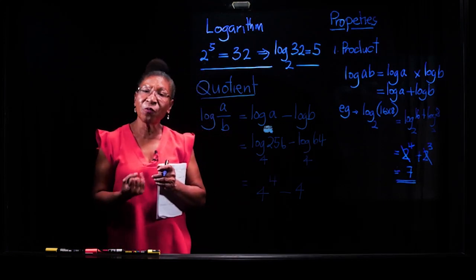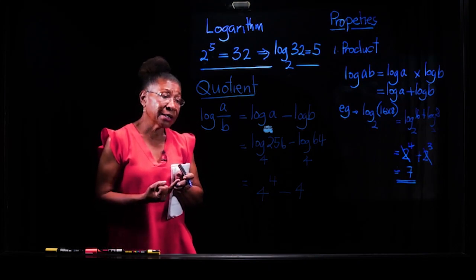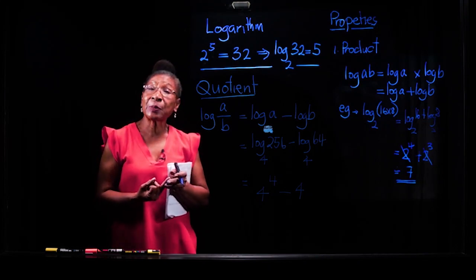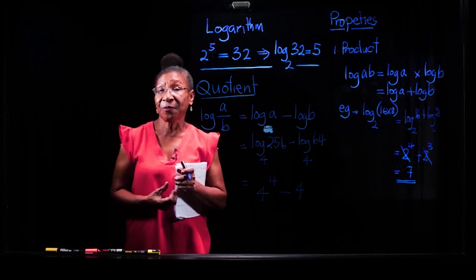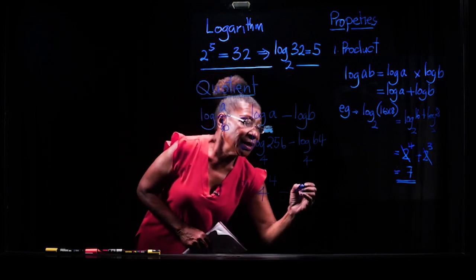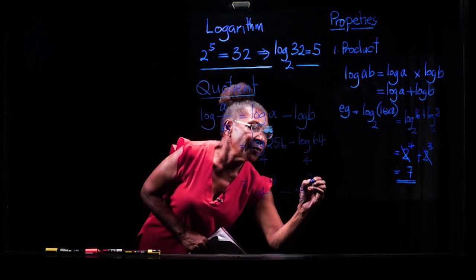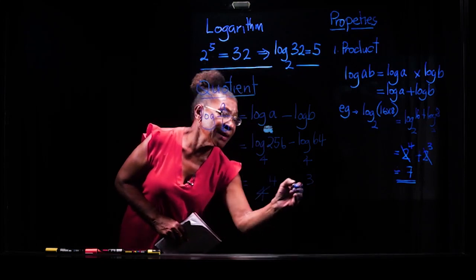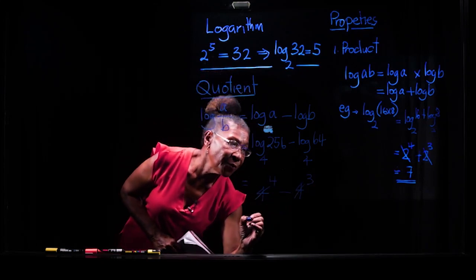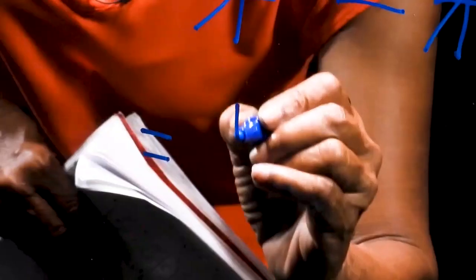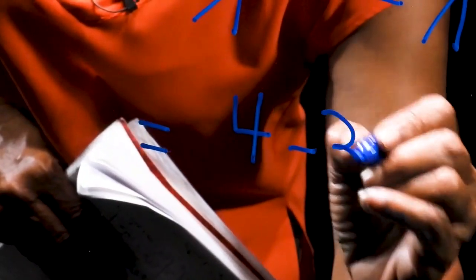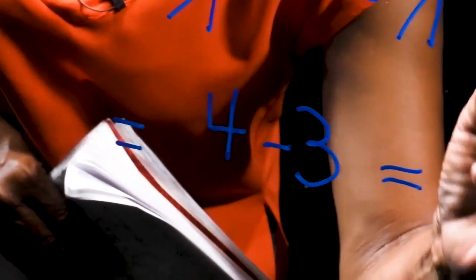That would give me 4 times 4 is 16, and 16 multiplied by 4 would give me 64. So it is 4 to the power of 3. That simplifies, and we're left with 4 minus 3, and the result is 1.